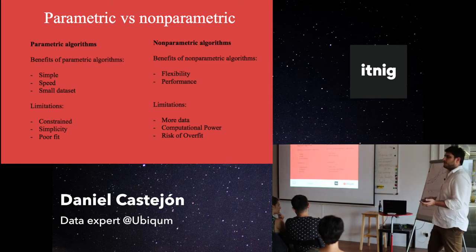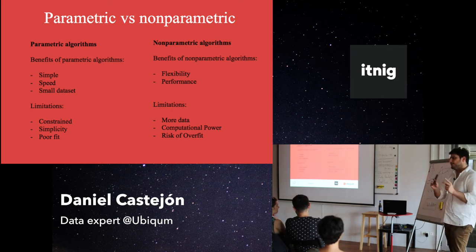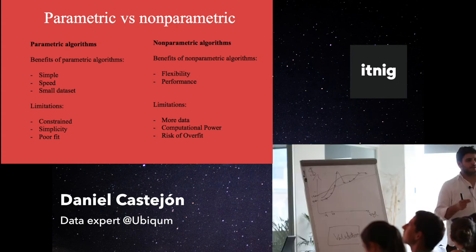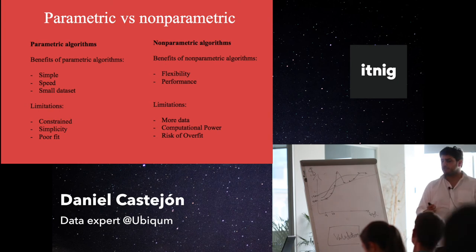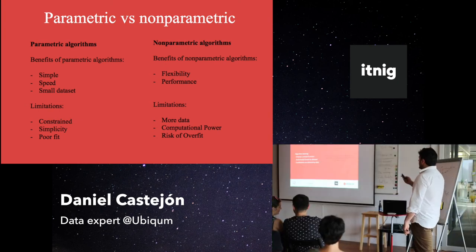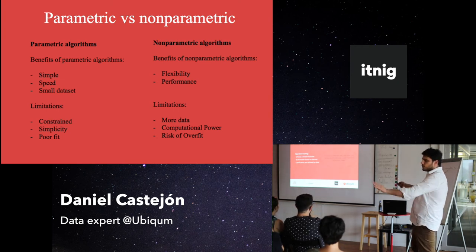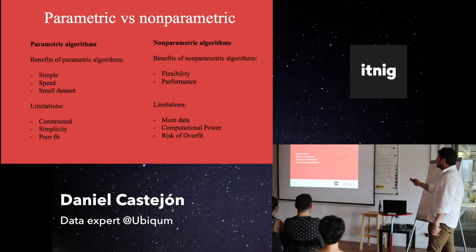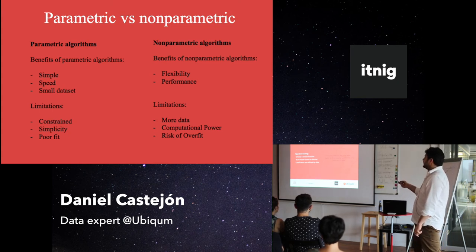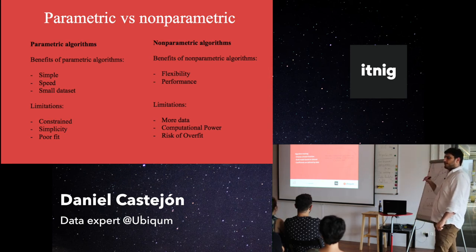So, parameters exist in both models. It's just that some of them are predefined. So in parametric algorithms, you define the parameters, and then the algorithm chooses the components. So for example, on the linear function, you define that there will be an x and that there will be a constant, and of course that the constant can be zero. Then the model will define the coefficient, so the slope, for example, or how much this constant is.